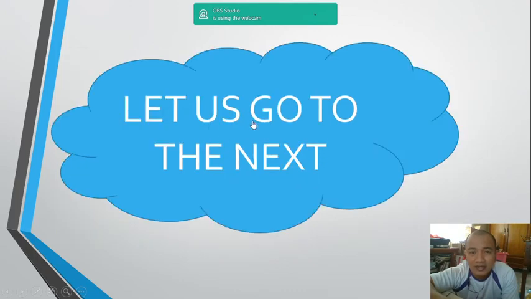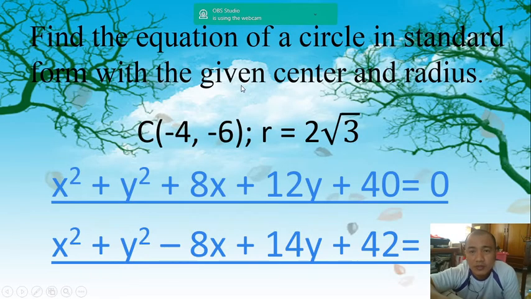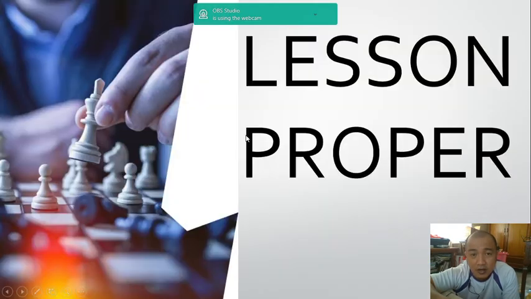You are fantastic. Next item: find the equation of the circle in standard form with the given center. Here, h is negative 4, k is negative 6, and r is 2 square root of 3. If you substitute this to the standard form of the equation of the circle, this is the correct answer. By just looking at the values of h and k, you multiply by negative 2: it should be positive 8, and 6 times negative 2 is positive 12, since it's 14 already. So definitely this is the correct answer. Right? You are correct. So we proceed now to our new lesson.